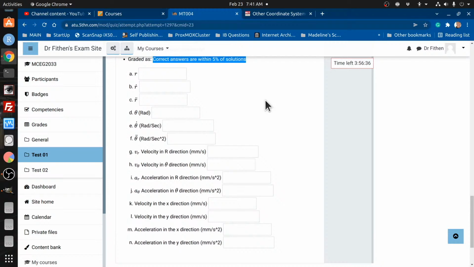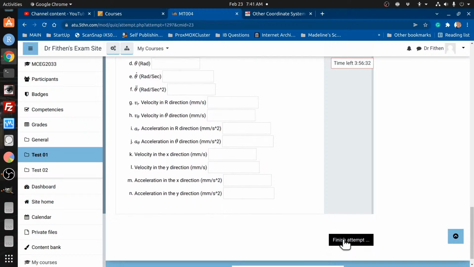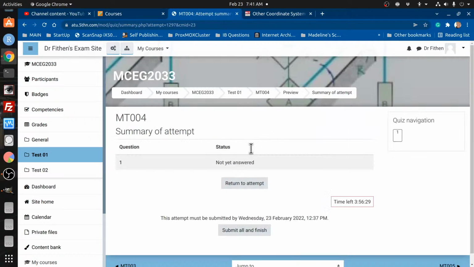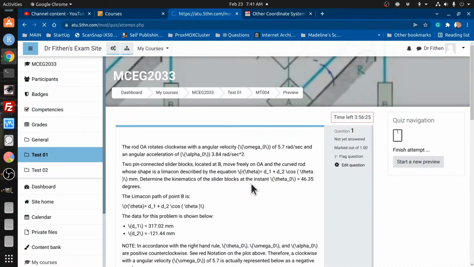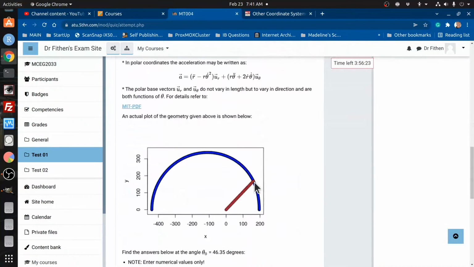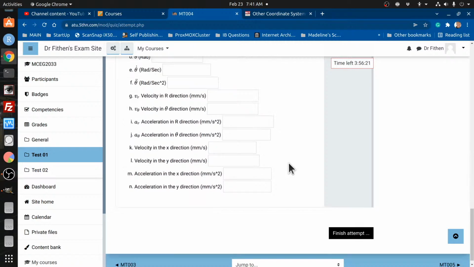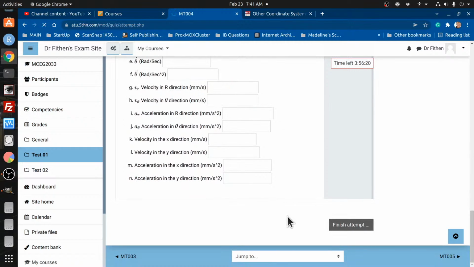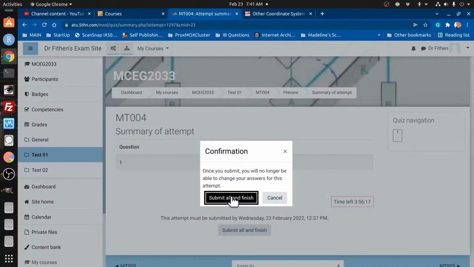If you answer all this, now this one is a unique one because, and I'll show you why. Once I finish the attempt, here I'm going to return to the attempt. I want us to memorize that geometry. I'm going to go back. This time I'm going to submit it.